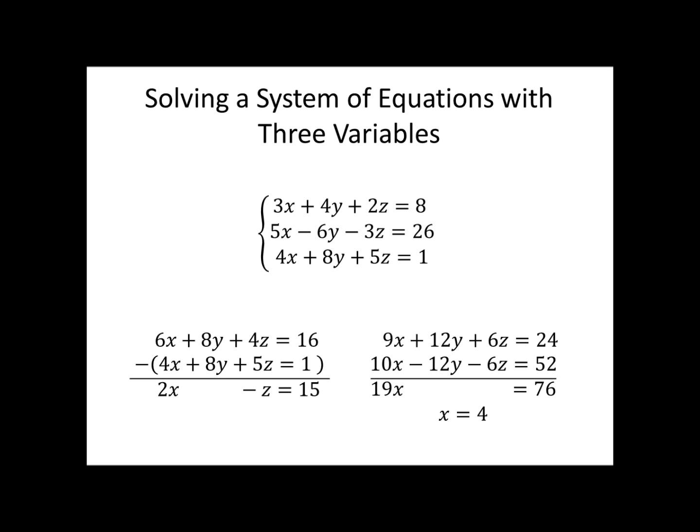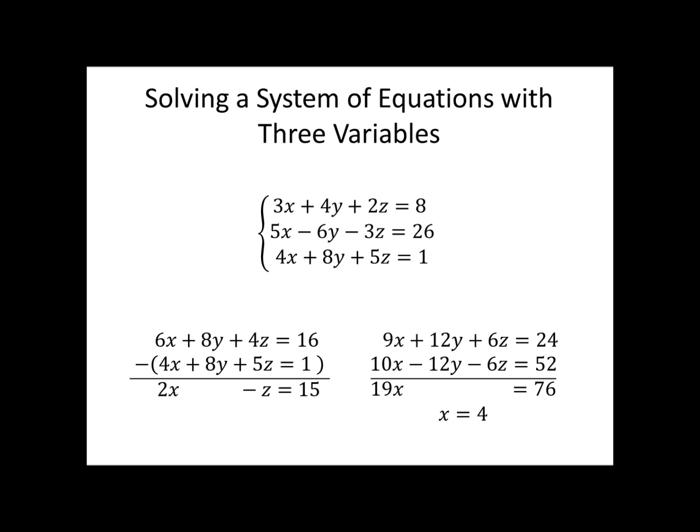I took double the top equation, 6x plus 8y plus 4z equals 16. And I'm subtracting the bottom equation because that's going to make the y's go away. So I end up with 2x minus z equals 15. All right, that's great. So I eliminated the y. I need to eliminate the y again. I need to use a different combination of equations. I used the top and bottom equations. Now I need to use that middle equation.